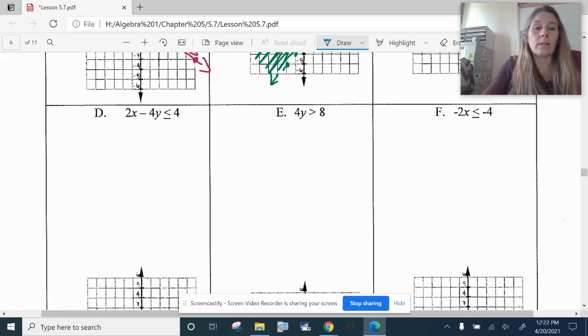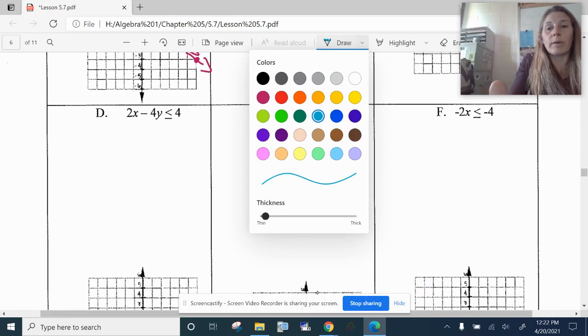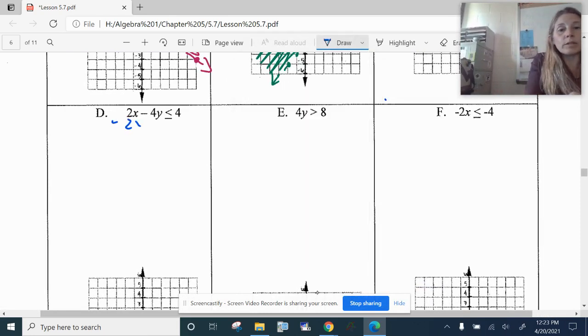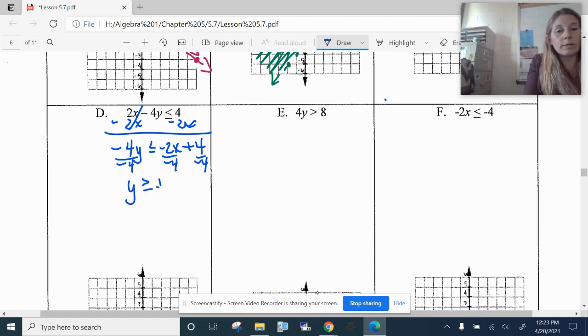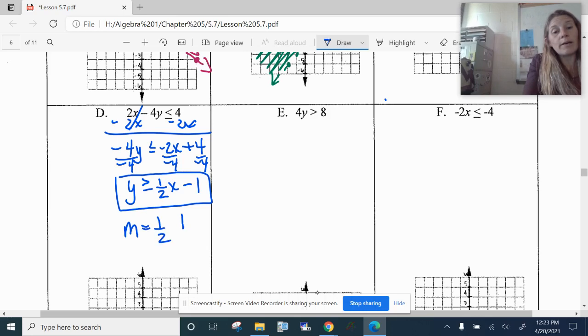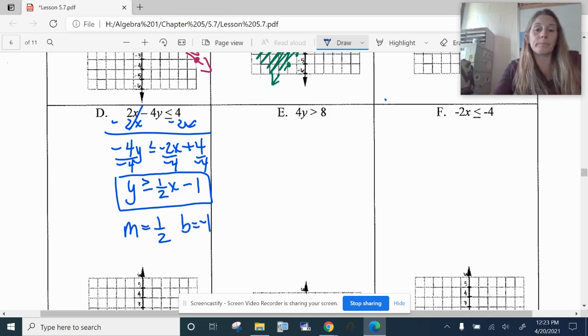All right, so then these next 3, I've got one more with my x and my y here. Okay, so here moving my 2x over. Negative 4y is less than or equal to negative 2x plus 4. Dividing everything by negative 4, which is going to require me to reverse the direction of that inequality sign. Negative 2 over negative 4 is 1/2 and minus 1. My slope would be positive 1/2. My y-intercept is negative 1.